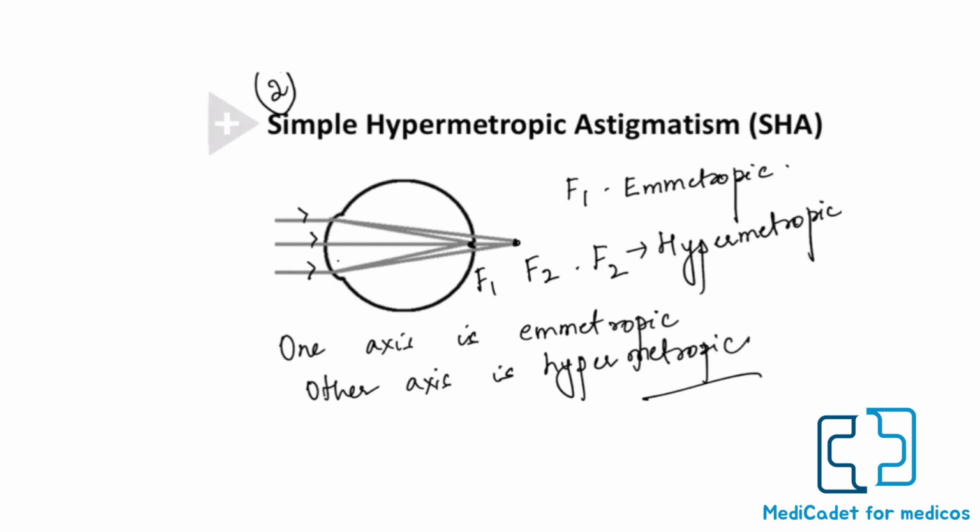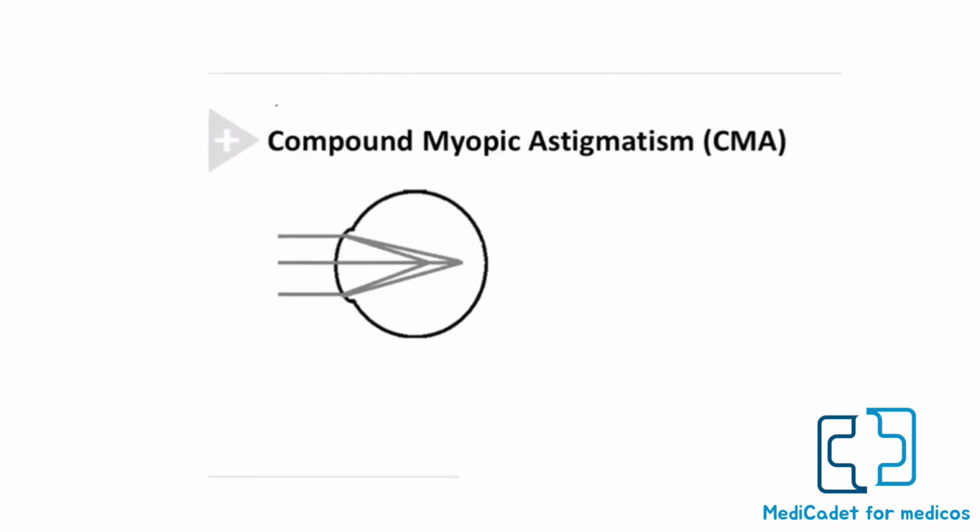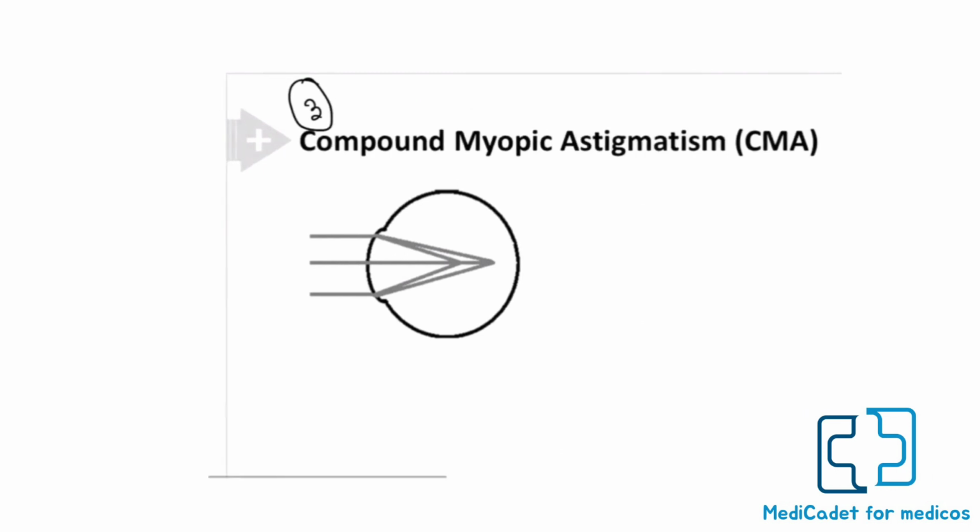Now I'll take it a step forward. Now if something is simple, that obviously tells us that there is something which is compound. So the next one is this, that is compound myopic astigmatism. So what do we mean by compound myopic astigmatism? Now you follow the light rays here. I think you will be able to solve it yourself.